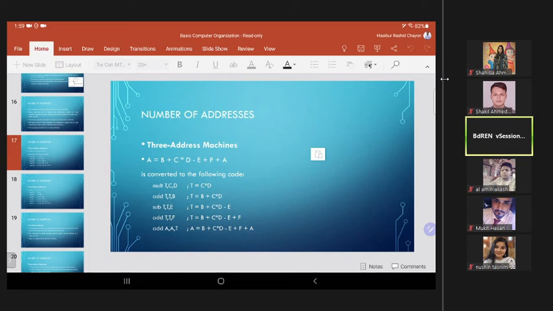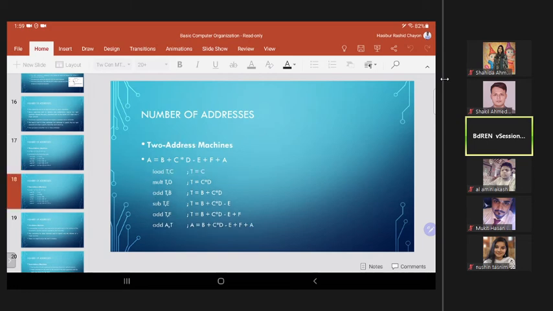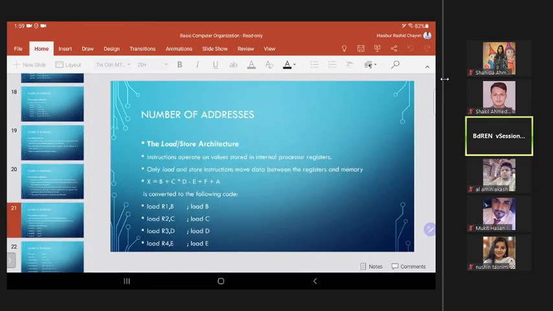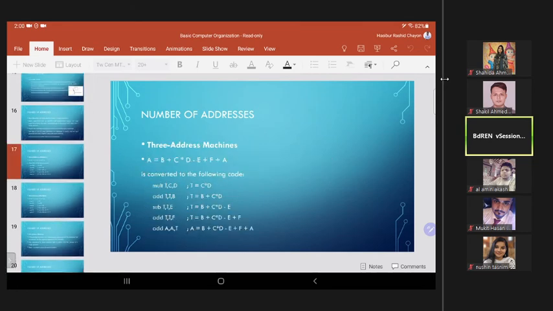If you understand this 3-address machine, trust me, you can do the 2-address machine by yourself. You can also do the load and store architecture by yourself as well. But you have to understand this one very well. The other two are similar. Instead of having 3 variables or a 3-address machine, you're just using 2 addresses. That's the difference. Other than that, everything is the same.